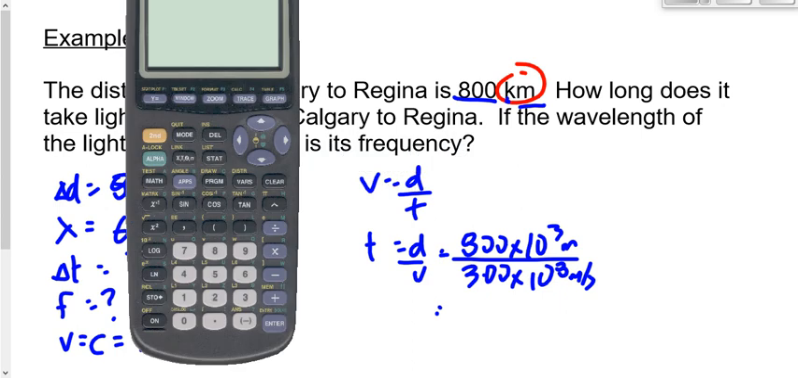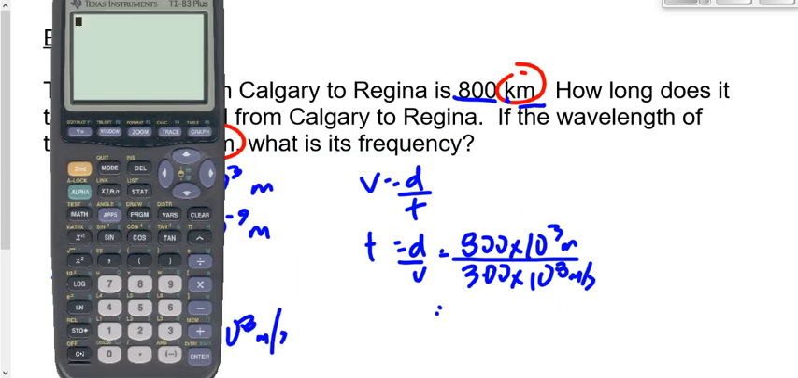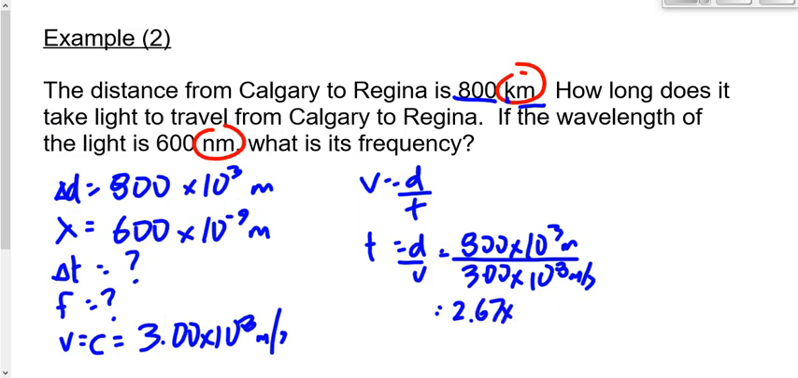Let's figure out what that is here. 800 times 10 to the 3 divided by 3.00 times 10 to the 8 gives me a time of 2.67 times 10 to the minus 3. Now that's a pretty small time, right? But if light can make 25 or 30 return trips across Canada in 1 second, well, it's not going to take very long to go to Regina.